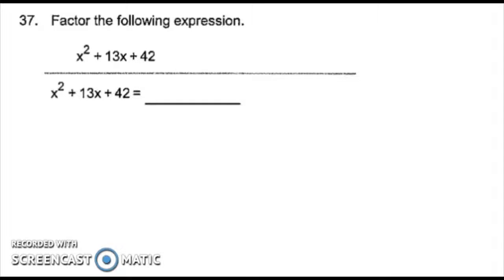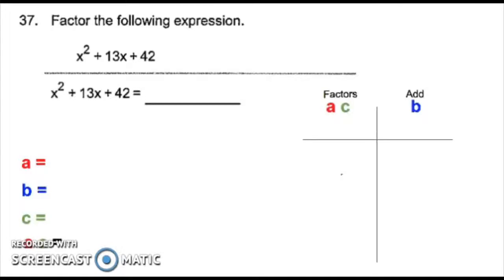Number 37, it says factor the following expression, which is x squared plus 13x plus 42. So we write down a, b, and c. A is 1, b is 13, and c is 42, and ac is 42, and b is 13. So we need two numbers that multiply to 42 but add up to 13.